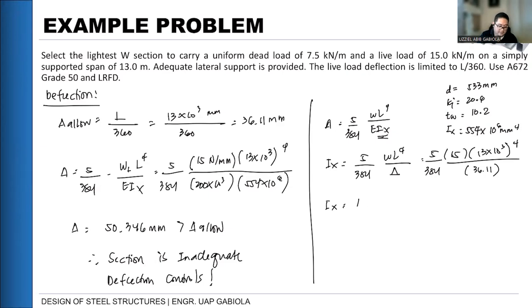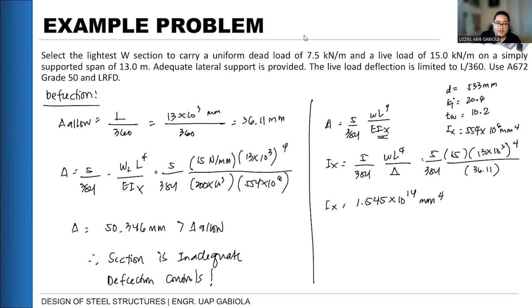Wait lang. So 5 over 384 times 15 times 13 times 10 to the 3 to the fourth was divided by 13 times 10 to the 3 over 360. Okay. 1.54545 times 10 to the 14 mm to the fourth. Okay? So, yan yung nakuhang value. So, yan yung titingnan natin dun sa additional table natin.